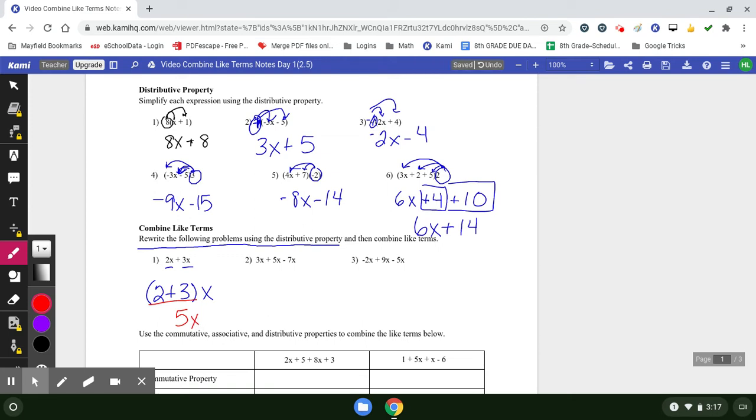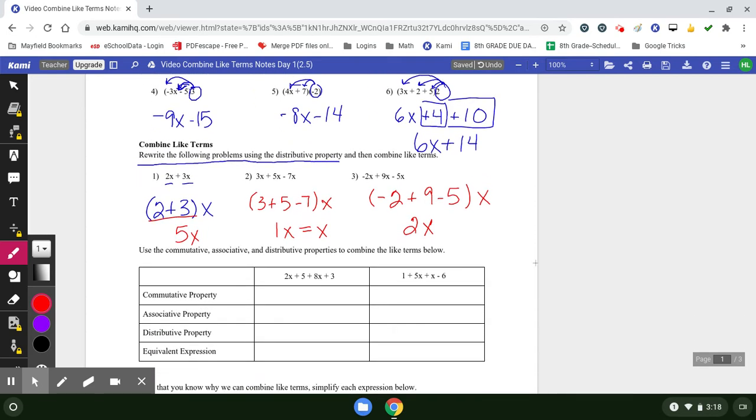We're going to do the same for 2. Pull the x out. So we're working the distributive property backwards. 3 plus 5 is 8, minus 7 is 1x, which is also just x. Number 3, same thing. I'm going to take the x out and put it outside of the parentheses. And then negative 2 plus 9 is 7, minus 5 is 2, and 2x. So that's the reason why I can combine like terms. The only reason that I can do this is because of the distributive property.